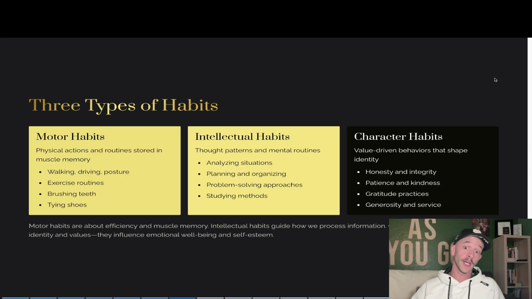Notice all of those character habits are value-driven. That's an important distinction. Motor habits are about efficiency and muscle memory. Intellectual habits guide how we process information. And character habits tie into our identity and values. They influence emotional well-being and self-esteem.